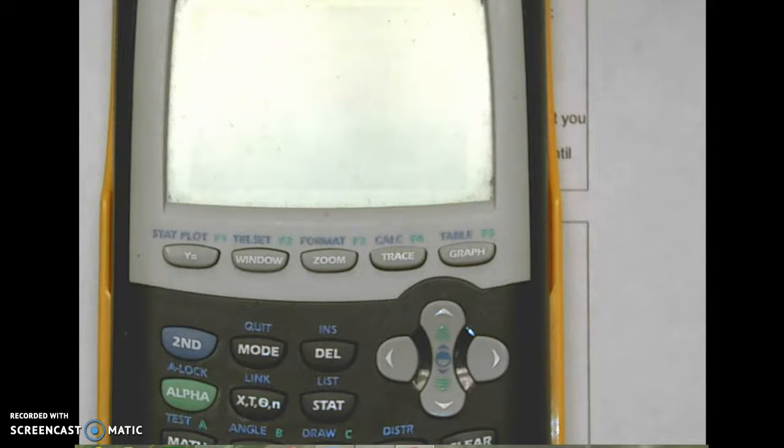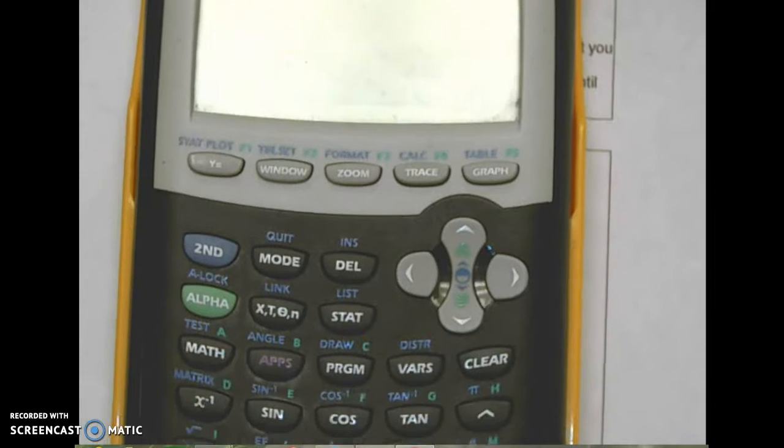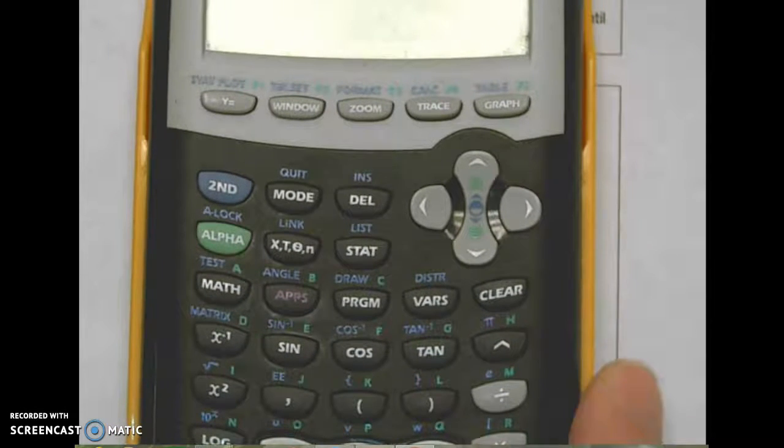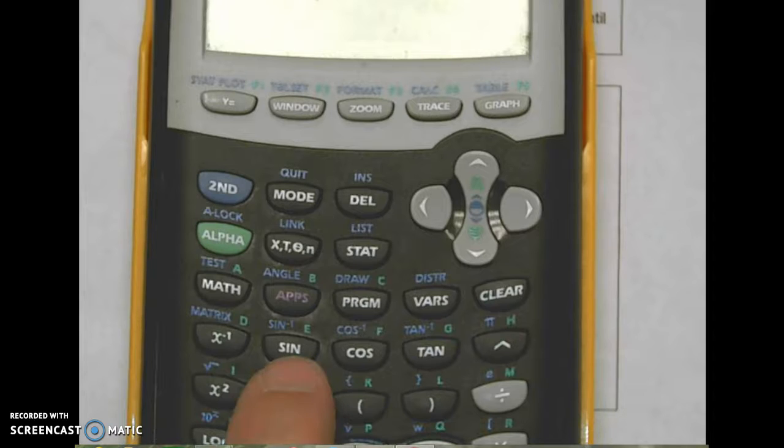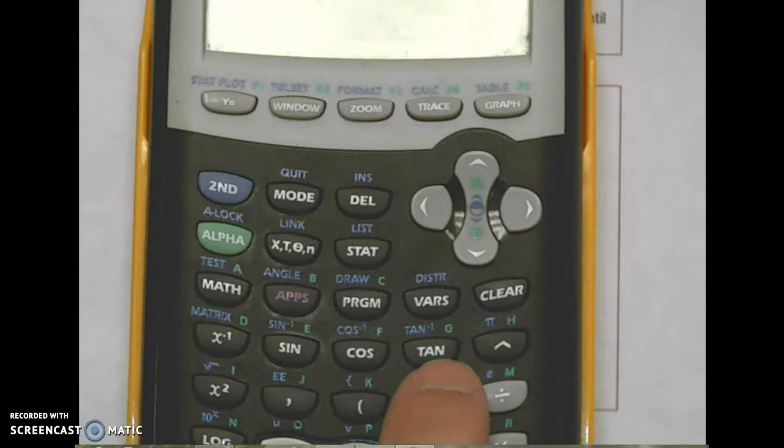We're going to be using the trig functions on our calculator. And notice where those buttons are located: sine, cosine, tangent. The dark buttons, kind of in the middle of the calculator, those are the functions that we're going to be talking about. Those are the ones that we're going to be touching on our calculator when we're working some of these problems later today.